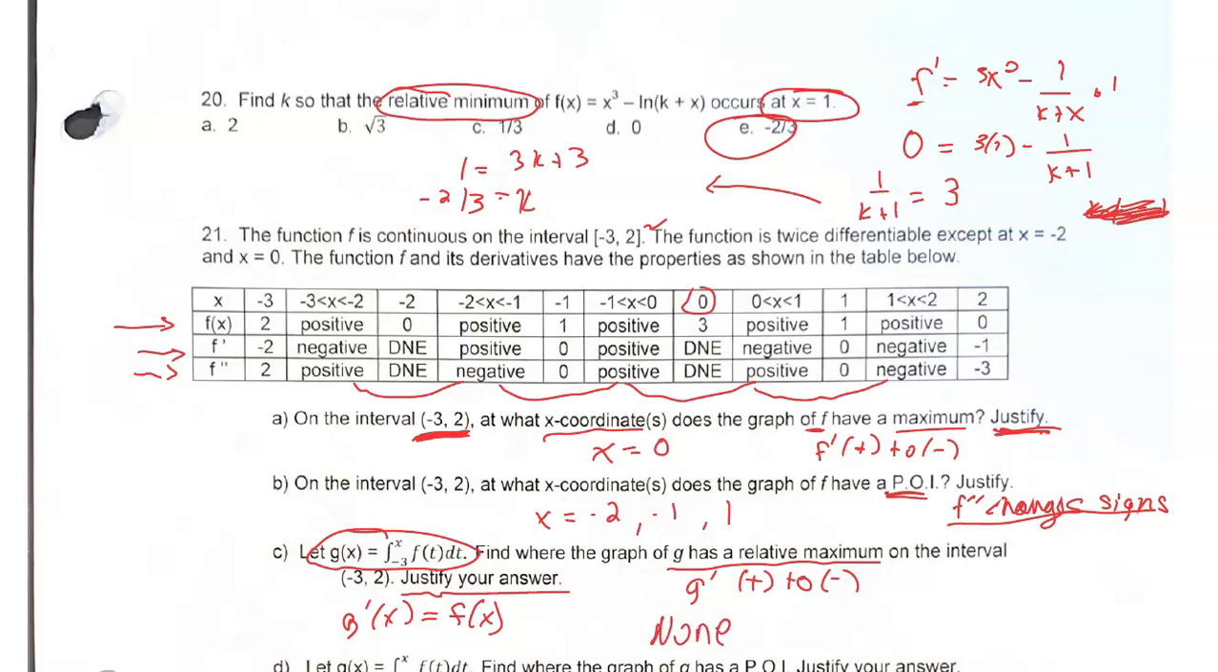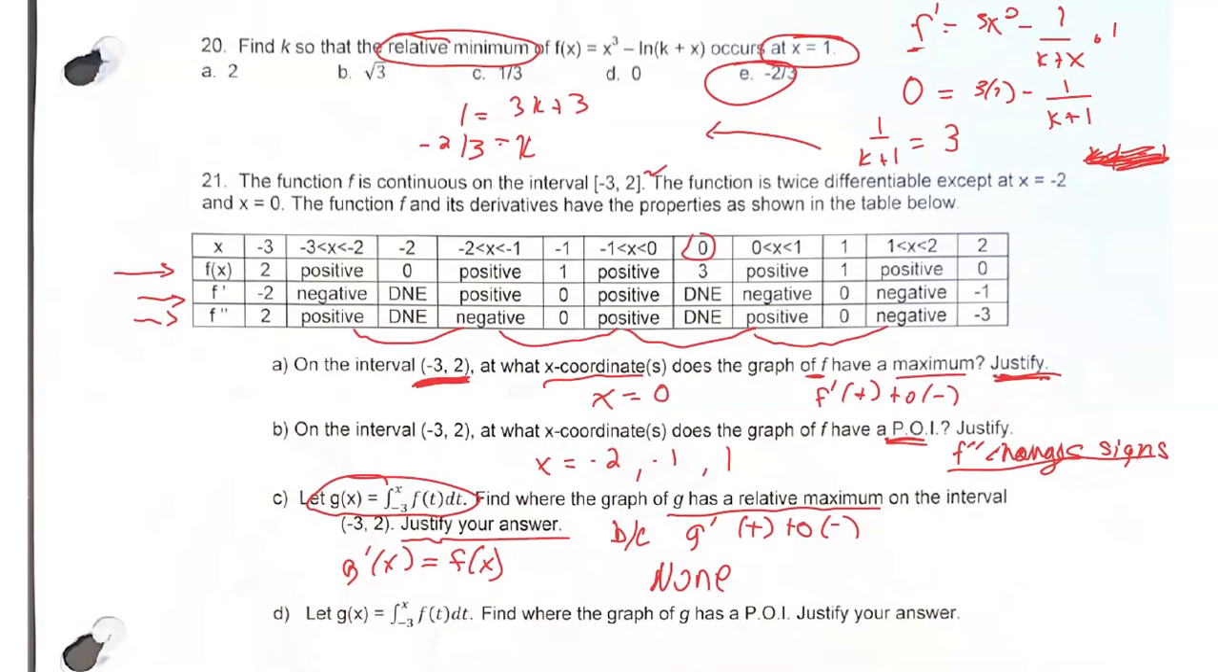And then you would say because G prime never, I have to add a little here, but you're bright enough to know that and you can do it on your own. Because G prime does not change from positive to negative. So there would not be a maximum in this one.